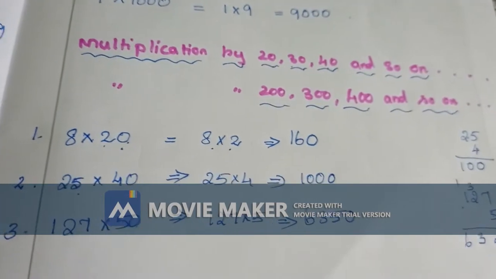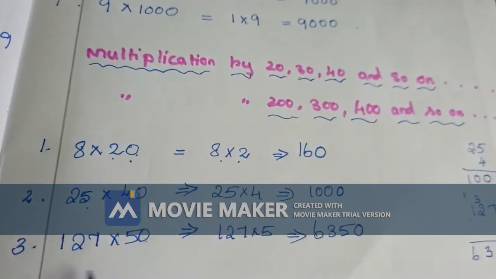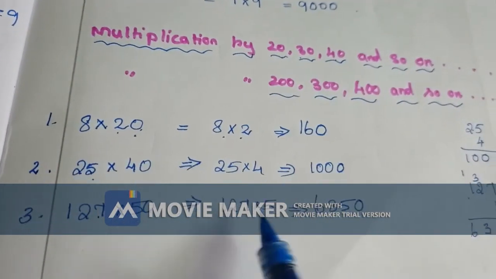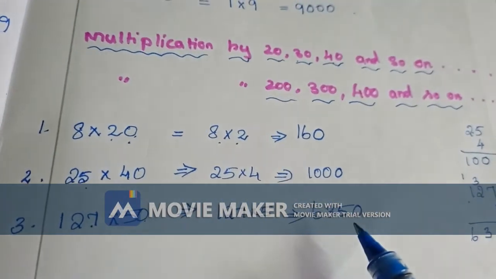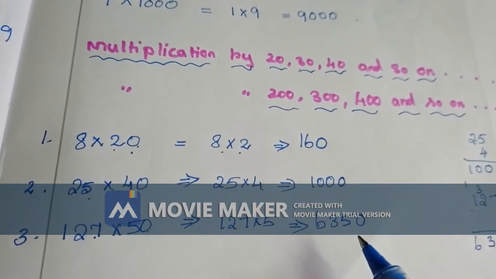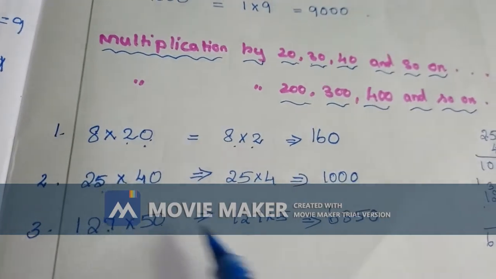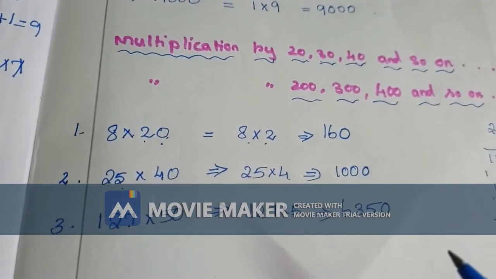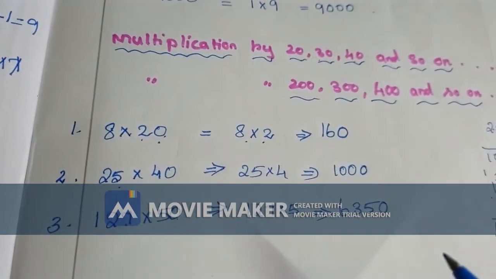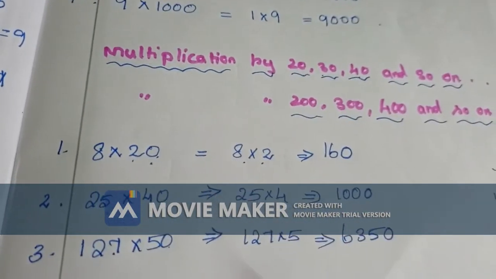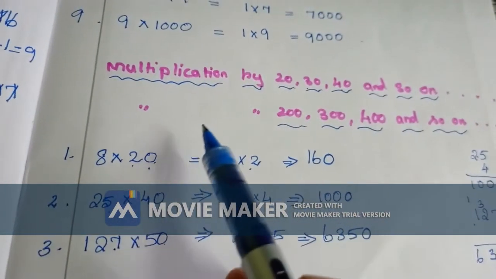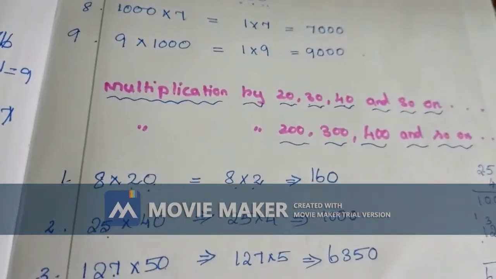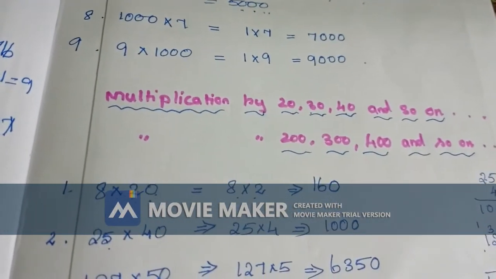Okay, so first step children, we have to multiply this 127 by 5. So after we get the product, after that the next step we have to add this 0 to this ones place. Okay, the next we are going to see the multiplication by 200, 300, 400 and so on.